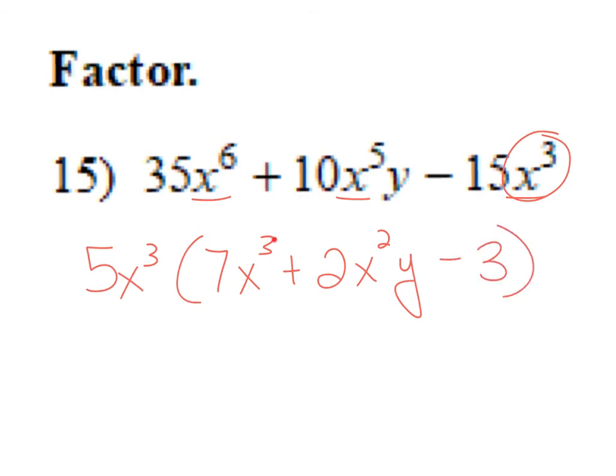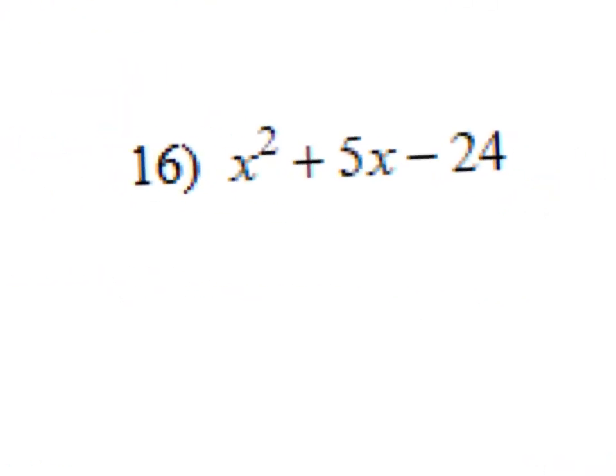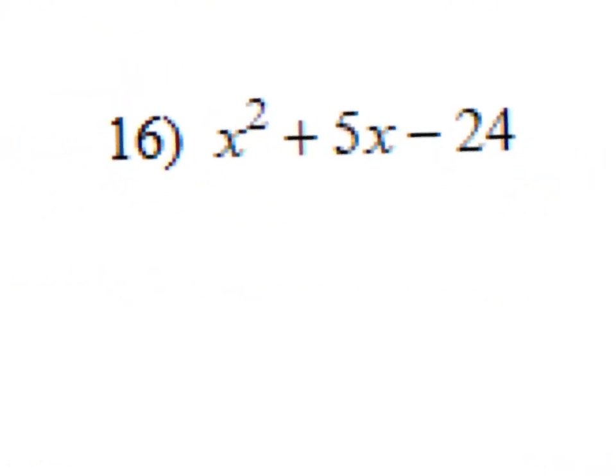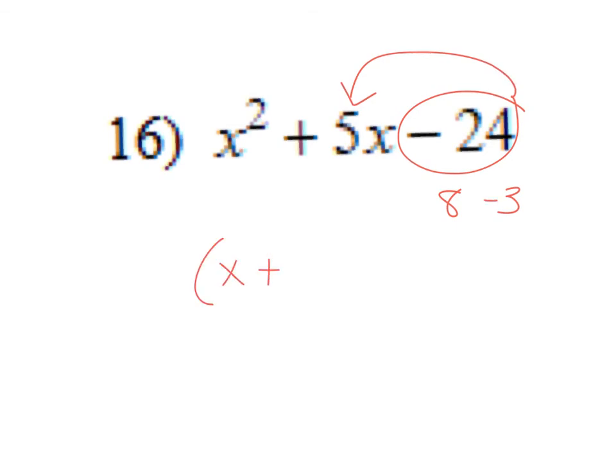Now this is not a quadratic, so we're done. That's as far as we can go. Okay, so on this one, I'm looking for factors of negative 24 that add up to 5. So 8 and 3 kind of pop in, and then 3 would be negative. So I have x plus 8 and x minus 3.